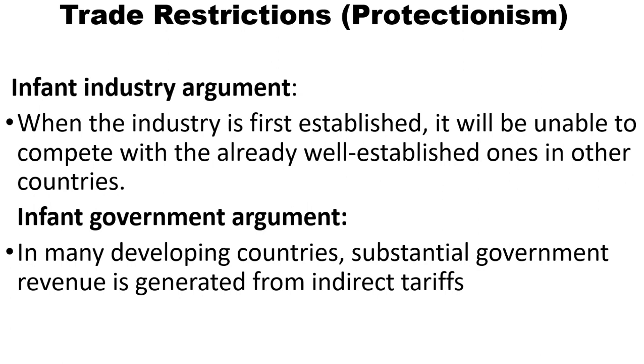There are various reasons that have been advanced as to why countries restrict international trade. And the basic one is the infant industry argument. When the industry is first established, it will be unable to compete with the already well-established ones in other countries. For this reason, the domestically established young industries need some kind of protection.